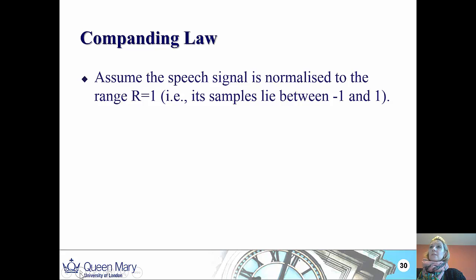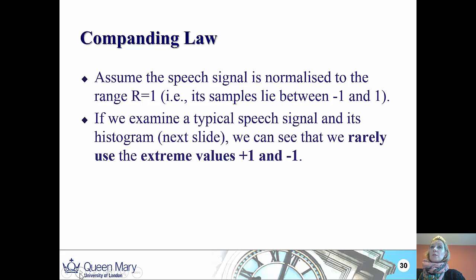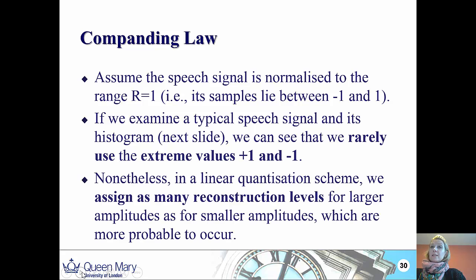Assume a speech signal is normalized to the range of 1, so its samples lie between -1 and +1. If we examine a typical speech signal, we'll see that we rarely use the extreme values. Those values at +1 or -1 are rarely actually used. So if we're using a linear quantization scheme, we assign as many reconstruction levels for the larger amplitudes as for the smaller amplitudes, which are more probable to occur.